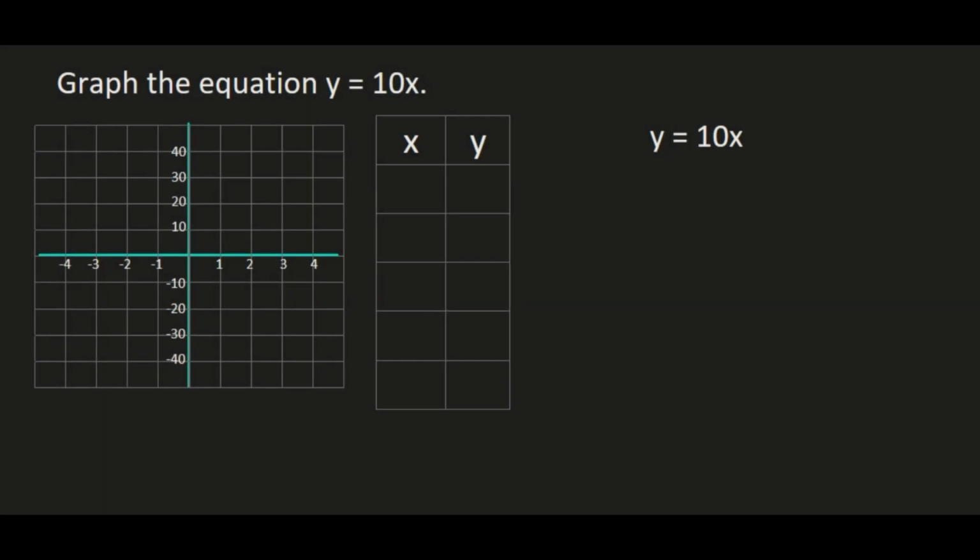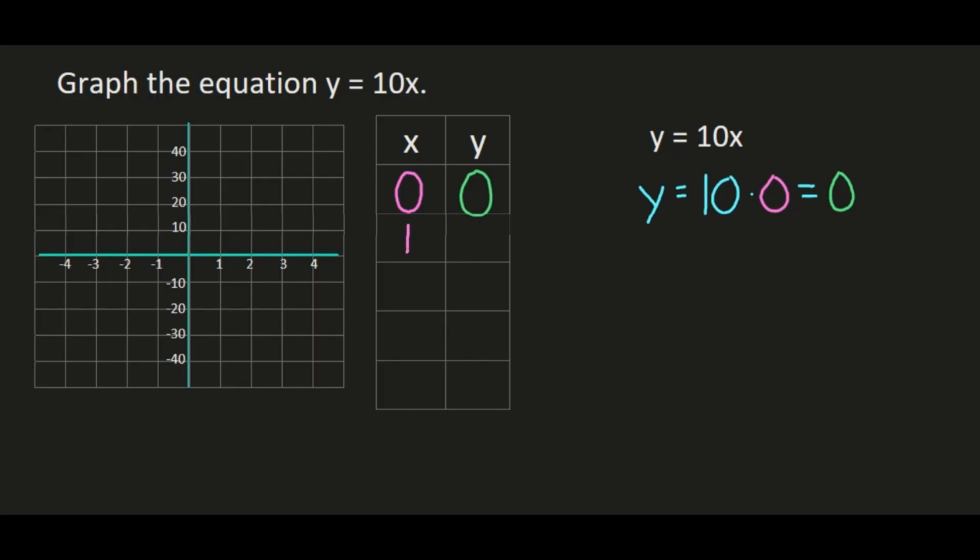In this example, we're going to graph the equation y equals 10x. And in order to graph this equation, we need some ordered pairs, so we need some x and y values. And we're going to get those by using the equation. So first, we're going to start where x is 0, and so we need to find the y value when x is 0. And to find the y value, we're going to go to our equation, y equals 10x, and we're going to take that x value of 0 and substitute it for x. So instead of having y equals 10x, we're going to have y equals 10 times 0. And 10 times 0 is 0. So the y value when x is 0 is 0.